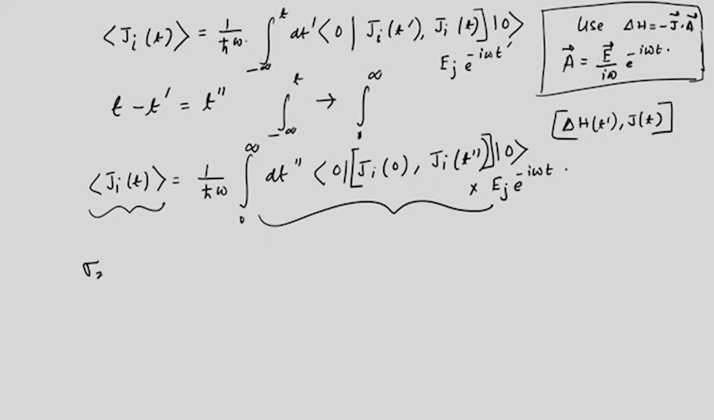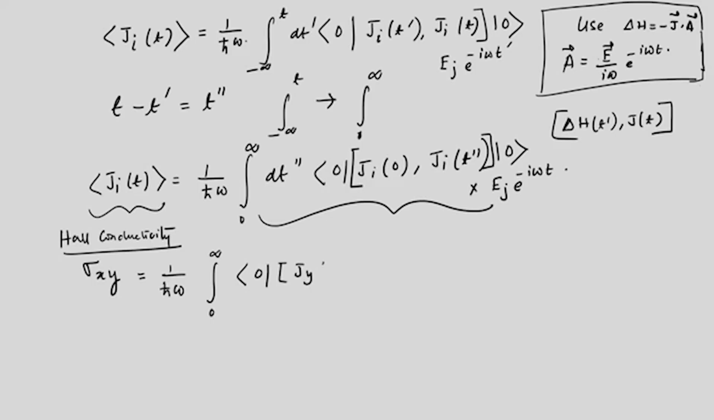So, the sigma xy, which is the Hall conductivity, or the Kubo formula for the Hall conductivity, is sigma xy equal to 1 over h cross omega, 0 to infinity, and you have a 0 j y 0 j x t, a commutator 0 and exponential I omega t and so on. Okay. So, that is the formula for the Hall conductivity, and this is a well known result.